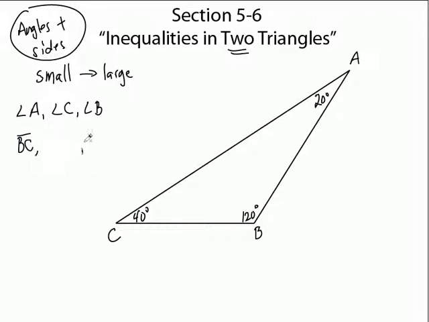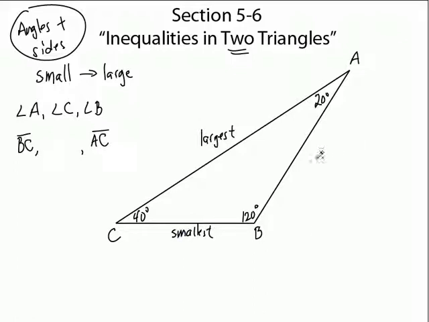Let's skip to the largest one. Let's not do the in-between one yet. So what do you look for? If I want to find the largest side, what do I look for? I look for the largest angle, right? What is the largest angle? 120. What side is opposite 120? AC, right? Line segment AC. Everybody see that one? So this is the largest one. This is the largest side. This is the smallest side.